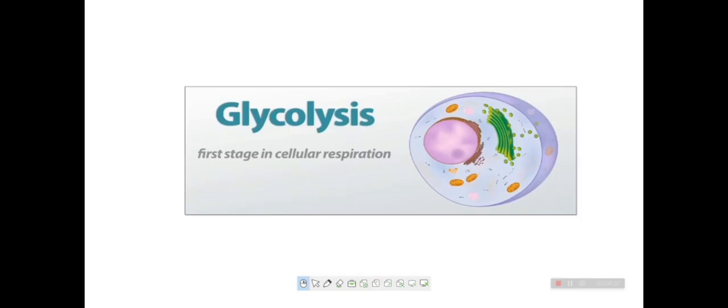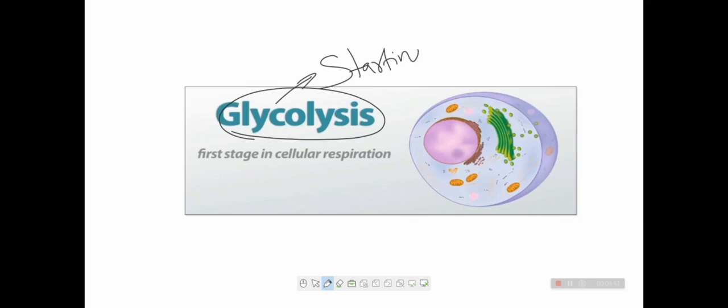So, what is glycolysis? Actually, glycolysis is the first stage in cellular respiration. Already I told, glycolysis is the first step, meaning it's the starting of all metabolic pathways. This is the cytoplasm, and here the process of glycolysis takes place. Understand?